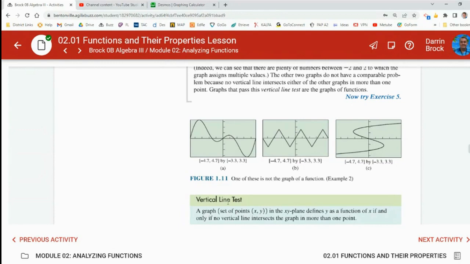It's called the vertical line test. We make a straight up and down vertical line, and it should only touch the graph in one point. There you go. It's a function only if no vertical line intersects the graph in more than one point.